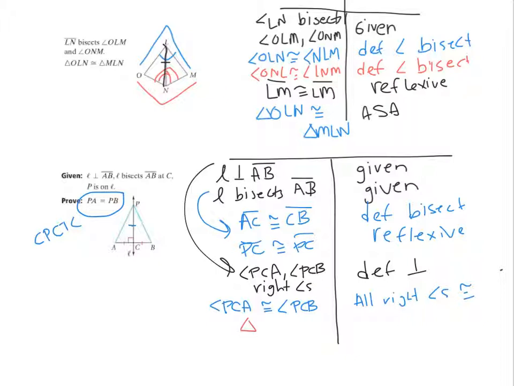So now I can write the triangles are congruent. So triangle PCA is congruent to triangle PCB by side angle side. Oops, I should have put two ticks on here. Side angle side. So because the triangles are congruent, their corresponding parts are congruent. So PA is congruent to PB by CPCTC.